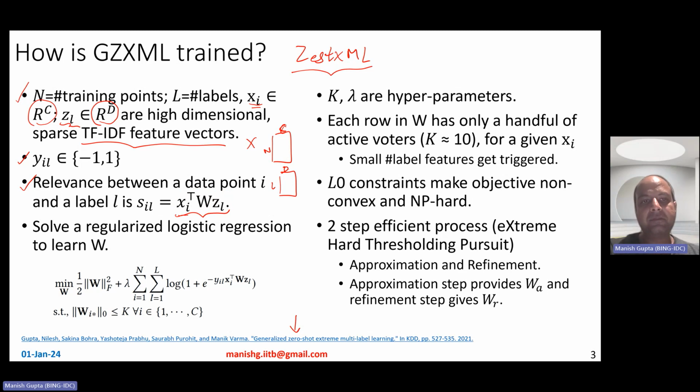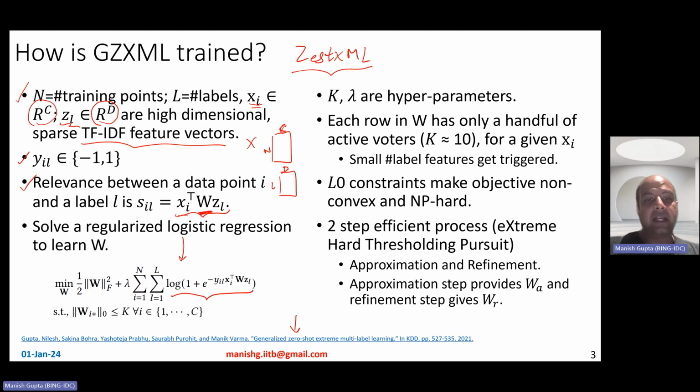Now, to be able to learn this W, a way of projecting X onto the label space, a way to learn this W is by solving this regularized logistic regression problem. What you want to minimize is the errors. This is basically logistic regression, so it's the same logic and the logistic loss. You want to minimize that across all data points and across all labels. And of course, you want to regularize W. You don't want your W to be very large, and therefore you also regularize the Frobenius norm of the W matrix.